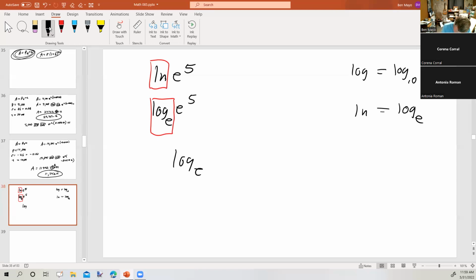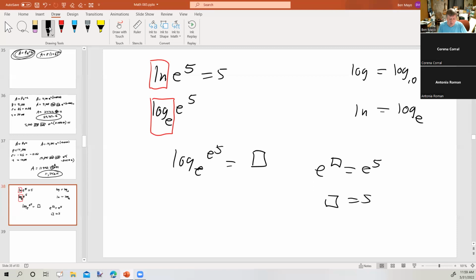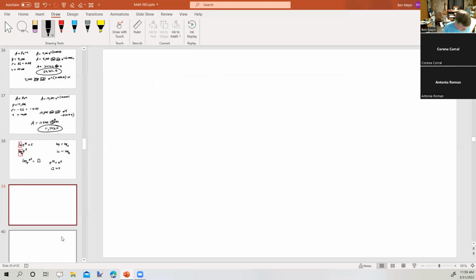Well, log base e of e to the 5th power equals some unknown quantity. But now we have a logarithmic equation. Rewriting this as an exponential equation, we get e to the box equals e to the 5th power. So the box is 5. So the natural log of e to the 5th power is 5. We okay with that? Yes.